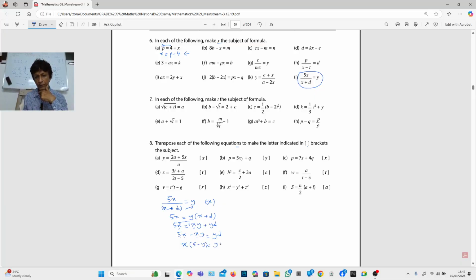And you can check this out. How? Let me show you. If you take 5 times x, you're bound to get 5x. If you take minus y times x, you're bound to get minus xy. So that checks out. So therefore this is good.